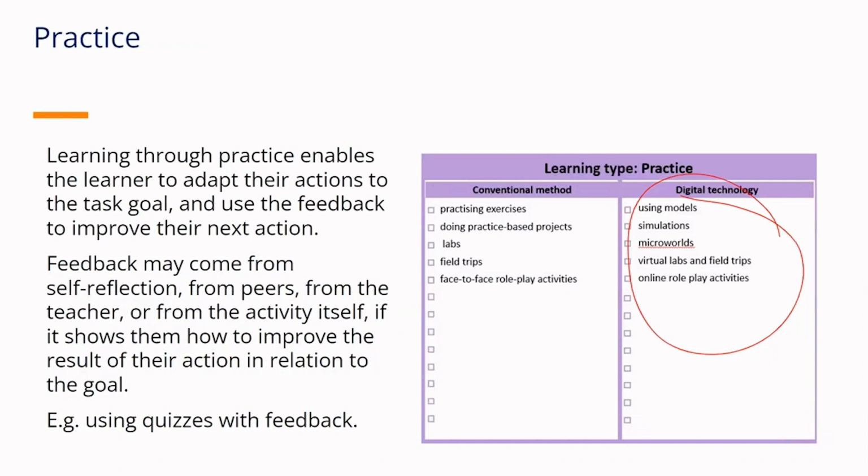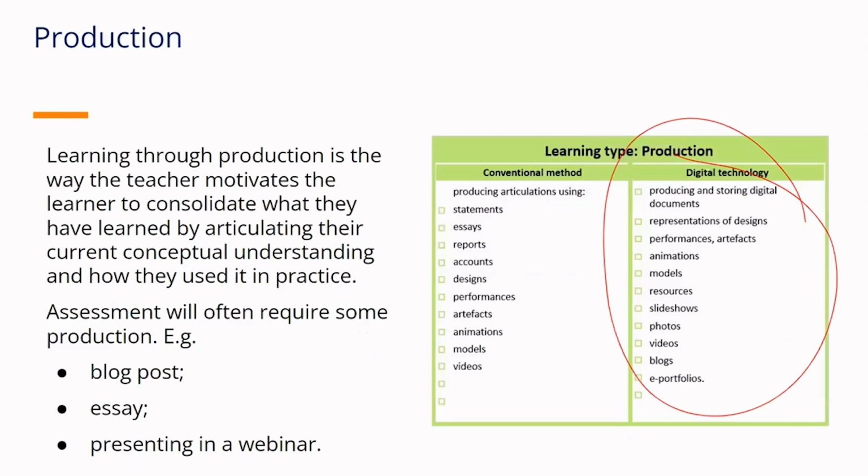Learning through practice enables the learner to adapt their actions to the task goal and use the feedback to improve their next action. Feedback may come from self-reflection, from peers, from the teacher, or from the activity itself, if it shows them how to improve the result of their action in relation to the goal. So for example, using quizzes with feedback, which we do a lot in Moodle Academy courses.